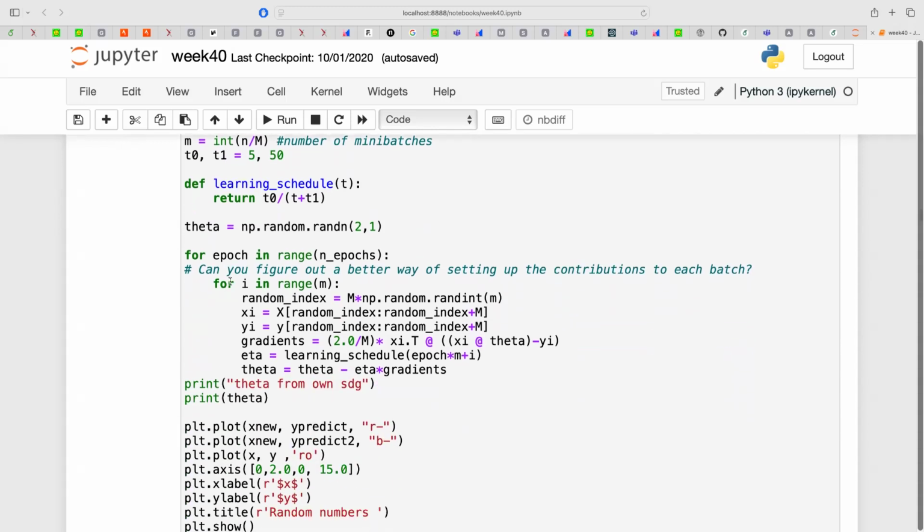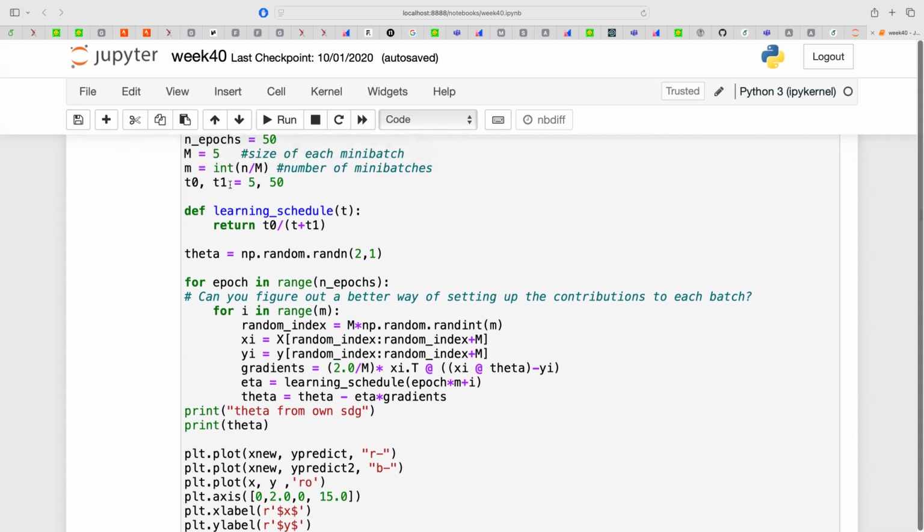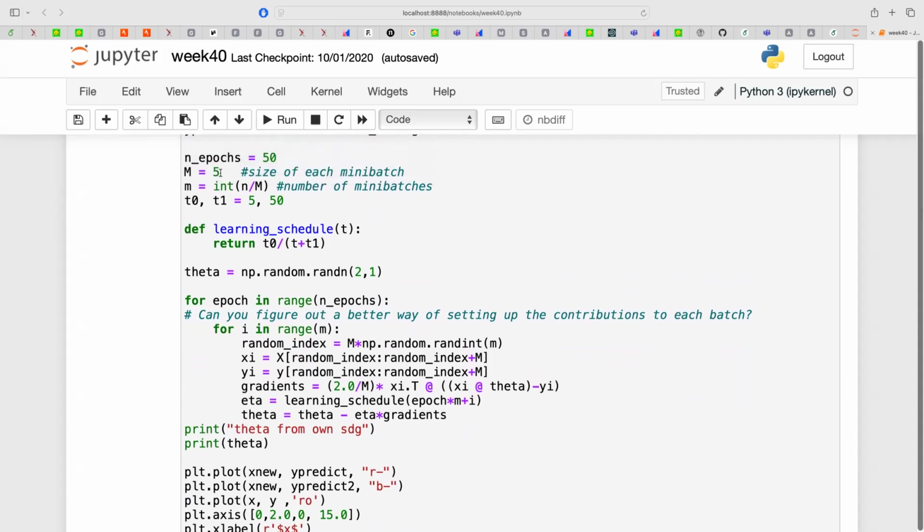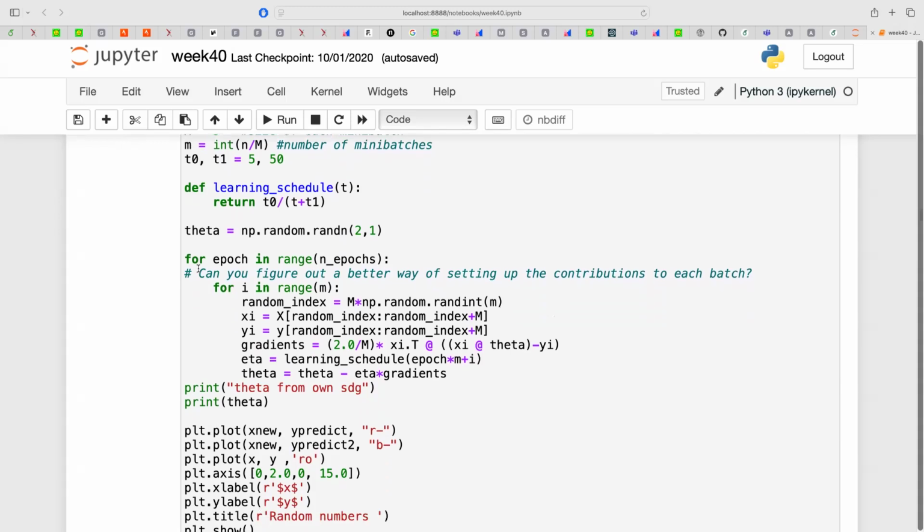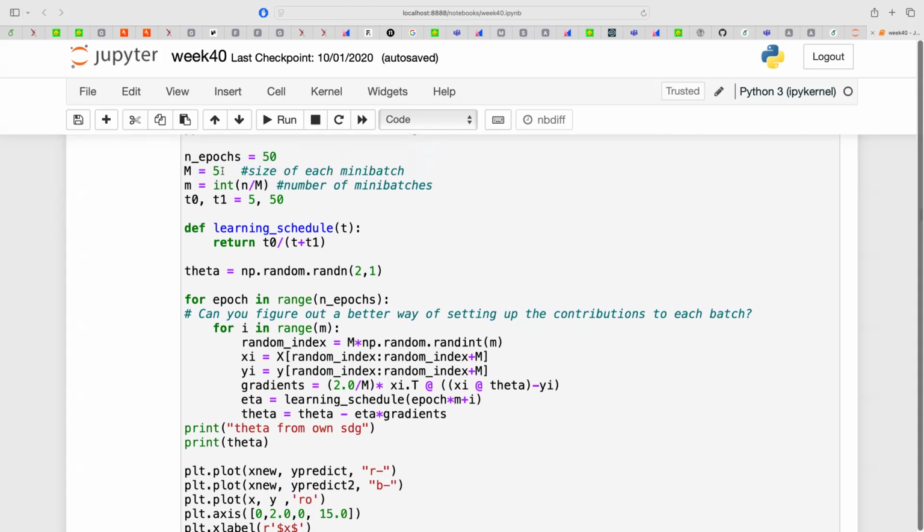The basic element which you see here now is an outer loop over the number of epochs. Then we decide on the number of batches, which in this case is equal to 5. That means that the number of data points in each batch is m. What I've done here is simply to pick a random index, where we shuffle randomly and find the starting point. So this x of i, where we start in the design matrix, is given by this random index plus m, which is the size of each mini batch.